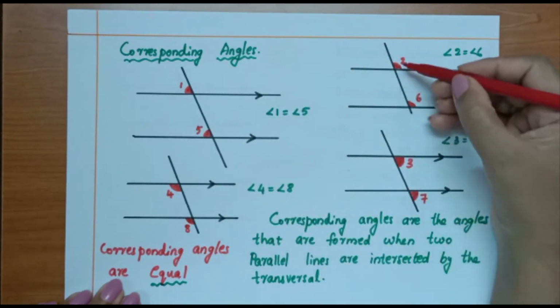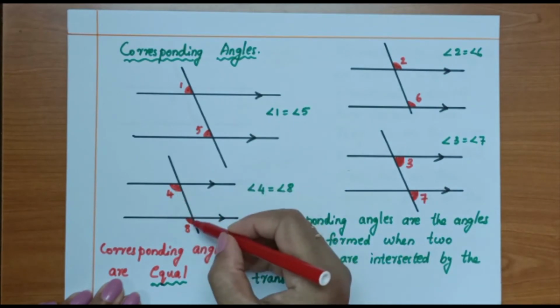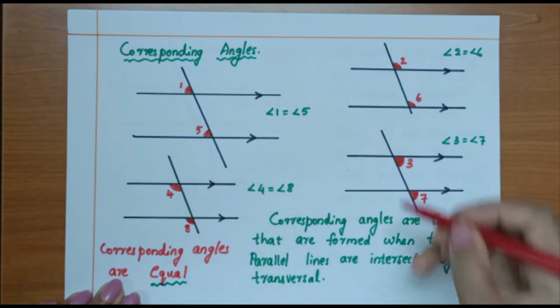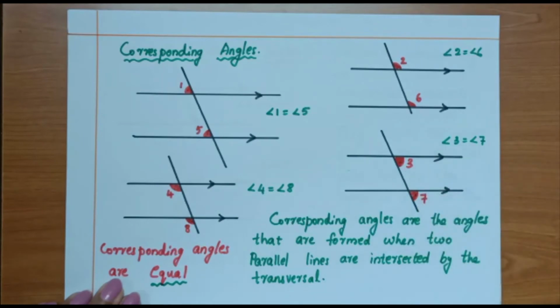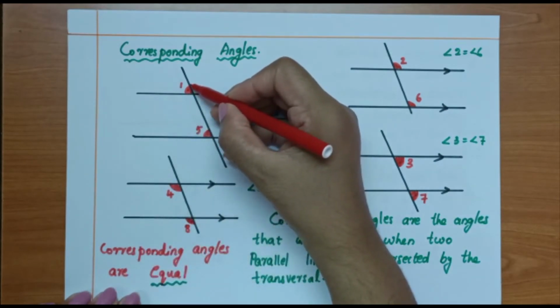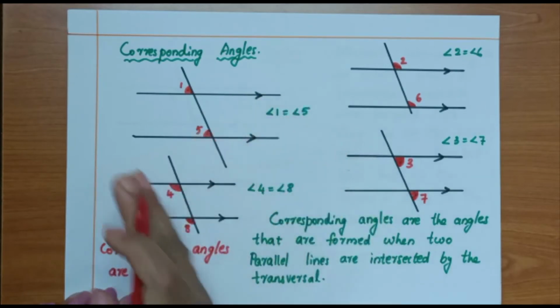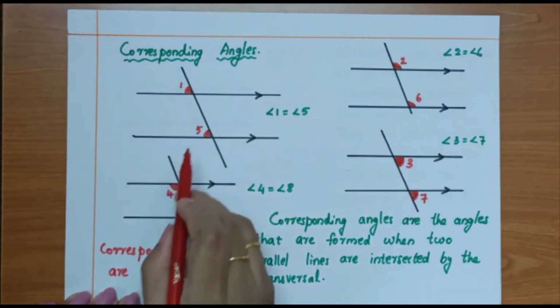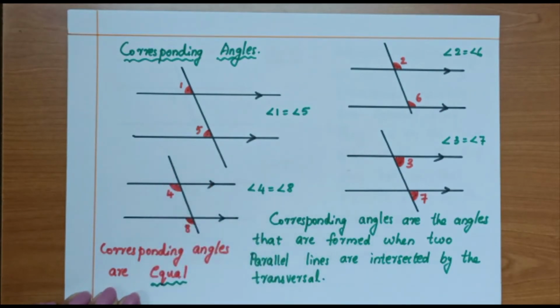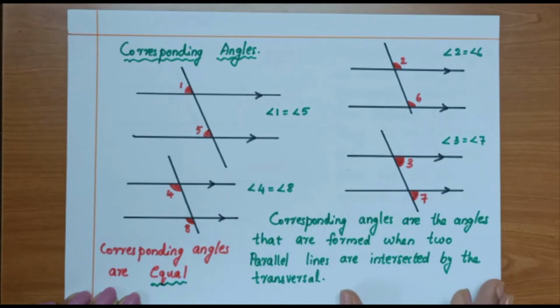The same way, angle 2 and angle 6 are corresponding angles. Angle 4 and angle 8 are corresponding angles. Angle 3 and angle 7 are corresponding angles. Corresponding angles are equal. You must check only one thing: one angle should be outside the parallel line, one is inside the parallel line, and it should be the same side of the transversal. So these kinds of angles are called corresponding angles. Listen carefully to the position of the corresponding angles.